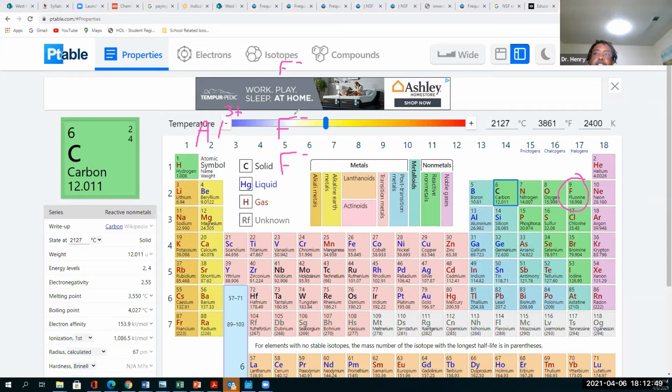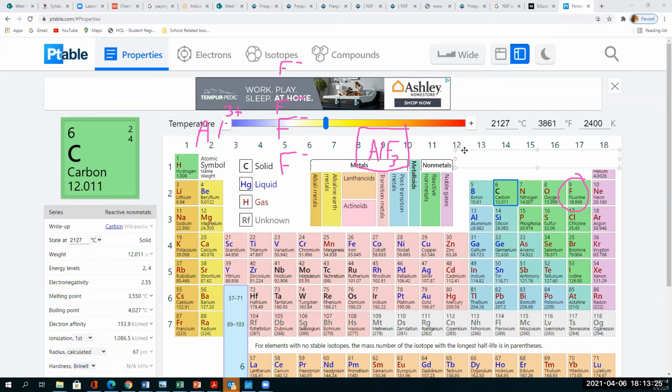So how many of these am I going to need to balance it out? 3. So my chemical compound would look like AlF3. Are there any charges on there? No, there are no charges. We want to make sure we don't have any charges, because if you have a charge on it, that means it's not balanced and it's probably wrong. So what would I name this compound? Aluminum fluoride. That's right.